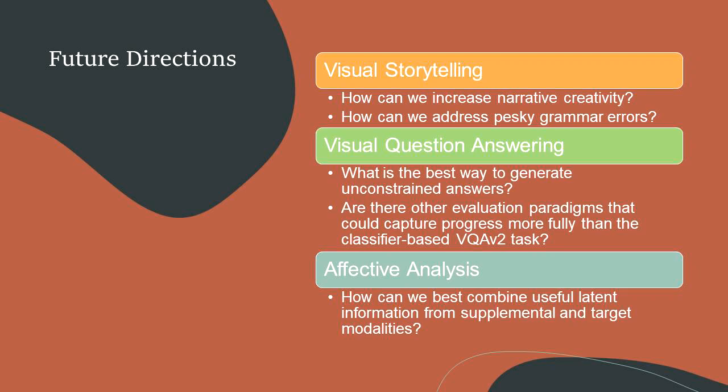We saw with visual question answering that a generative autoregressive model can perform competitively with classical VQA approaches, while potentially opening the door to more natural descriptive answers. However, the best way to generate these unconstrained answers remains to be seen, and new evaluation paradigms are likely needed to more appropriately quantify these advances. Finally, we saw with affective analysis that current approaches may be missing out on potentially valuable information from seemingly irrelevant modalities. However, many open questions remain as to how to best combine latent biases from supplemental modalities.